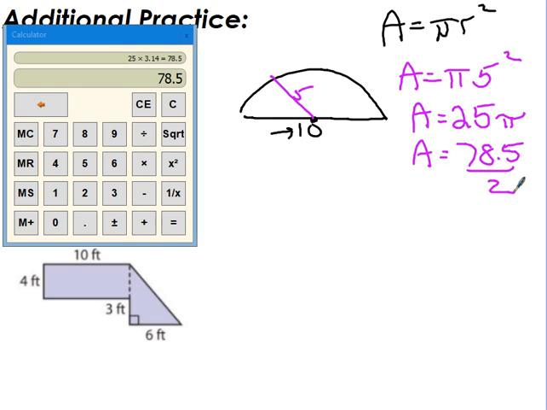Notice how I didn't divide my radius by 2. You're not allowed to do that. Okay? We have to find the area of the entire circle, and then we have to divide by 2 at the very end. So if I just plug it in and divide it by 2, I would have gotten 39.25.